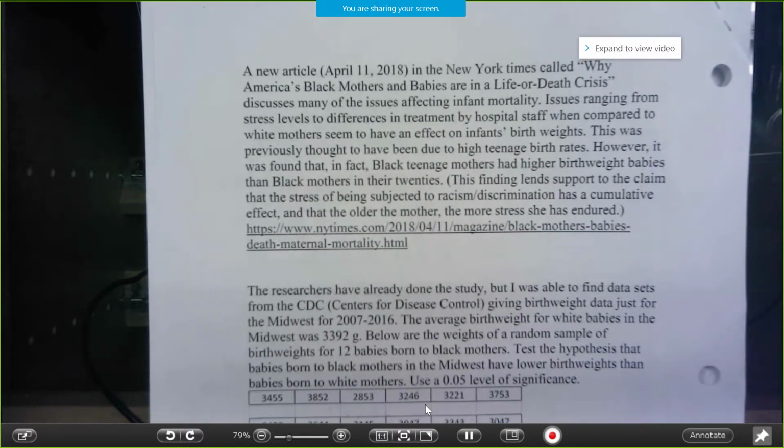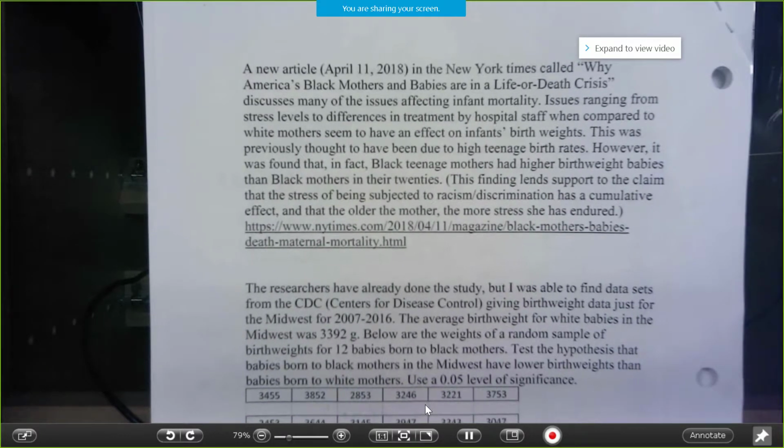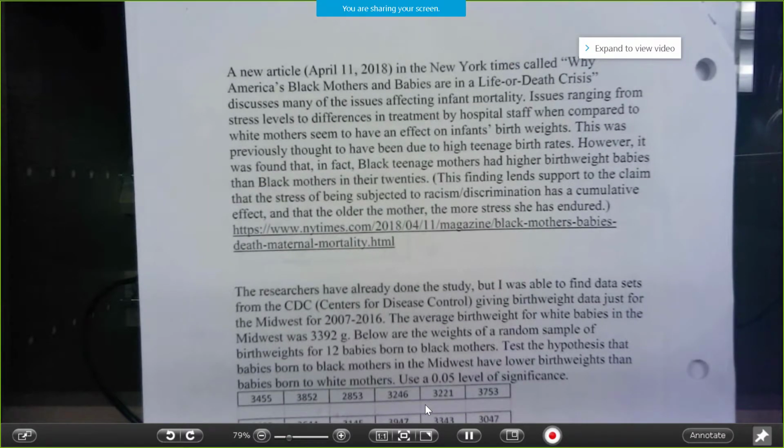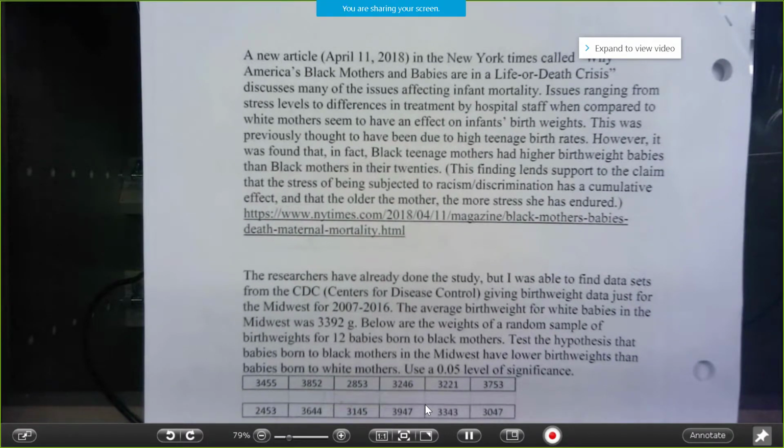So then the other thing was they thought, oh, well, it's education level. Nope. And then they found even Black women with higher education levels, there still wasn't really a significant difference when they looked at different groups with high education and low education. And so preeclampsia was actually one of the big factors that they found. It was a lot higher, as was the placenta separating. So it said this finding lends support to the claim that the stress of being subjected to racism and discrimination has a cumulative effect, and that the older the mother, the more stress she has endured.